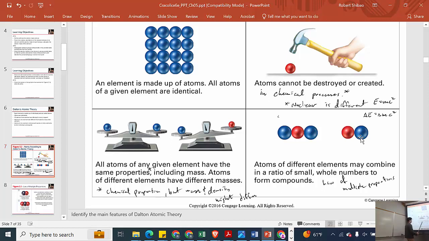Now, when we say they have the same properties, we're talking about chemical properties, which are going to depend on the number of protons. But if we're talking about things like mass or density, then they're going to be different. So if a hydrogen is heavier, then its mass is heavier and its density will be heavier. And so I'll just say, have the same properties, chemical properties, but mass and density might differ.